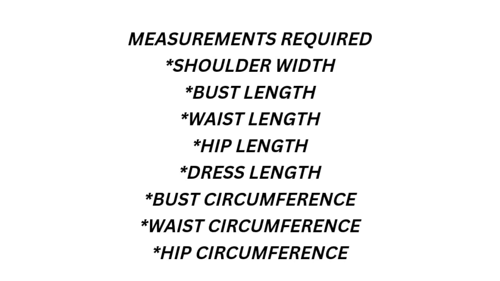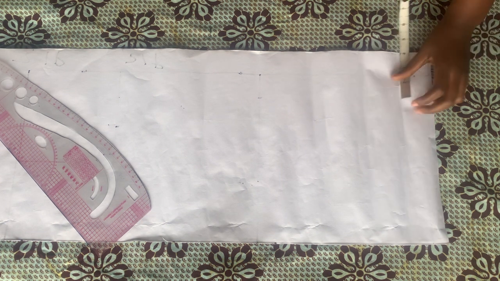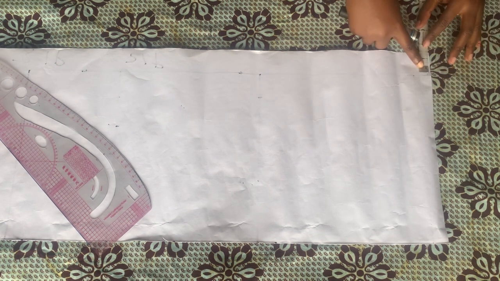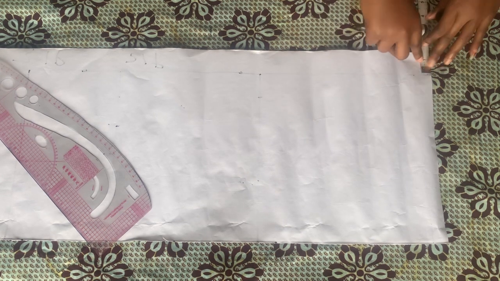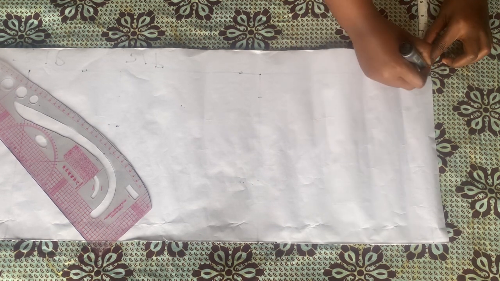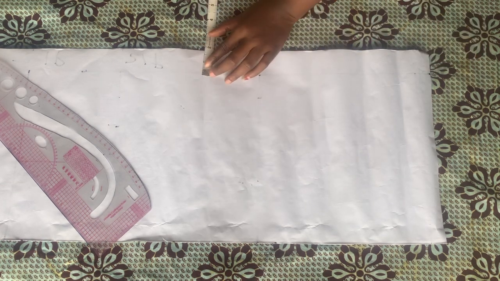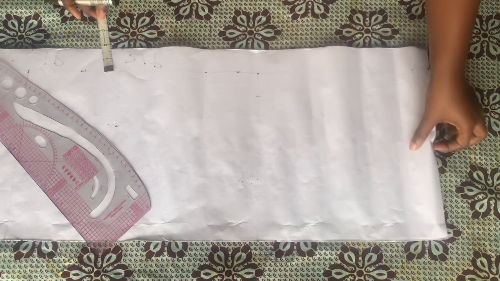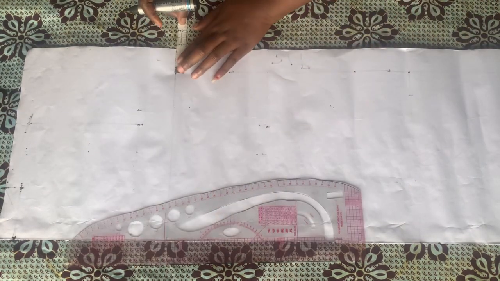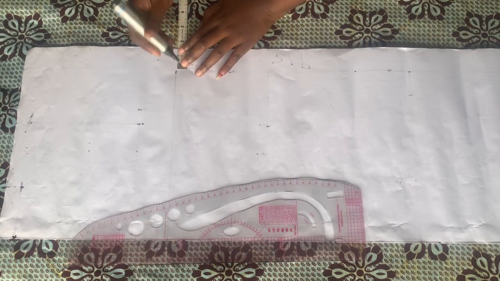These are the measurements required for the pattern. I'm just starting off right now by marking out my zipper allowance. So I'm just using 1.5 inch. I'm just making those points round, so later on I'm going to be connecting them.